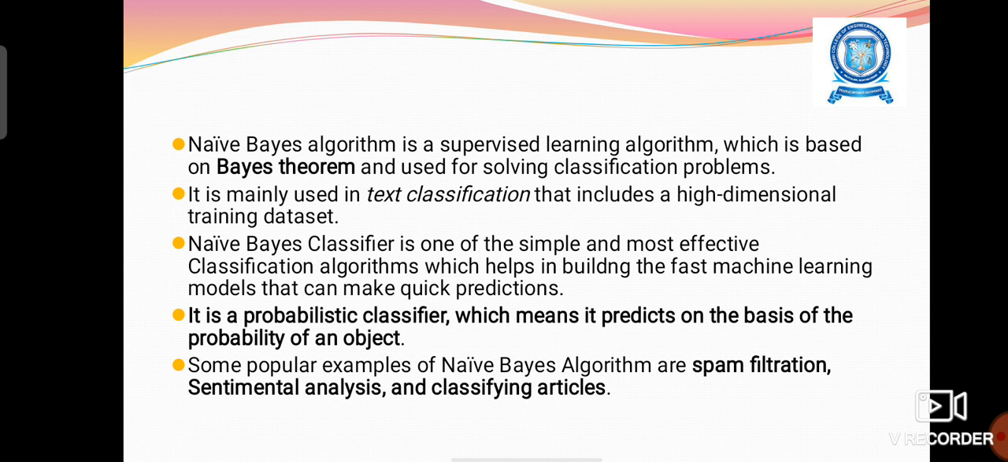It is a probabilistic classifier. The classification algorithm is otherwise called a classifier. Since it uses probability concepts, it is called a probabilistic classifier, which means it predicts on the basis of the probability of an object. The Naive Bayes algorithm is used in spam filtration, sentiment analysis and classifying articles.